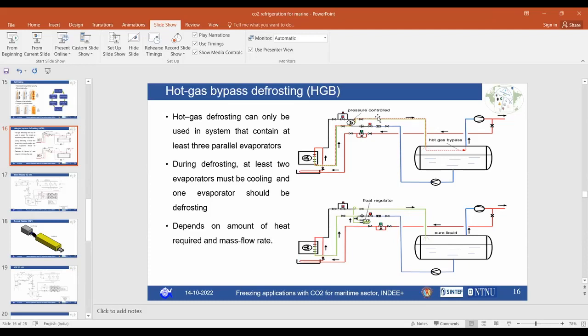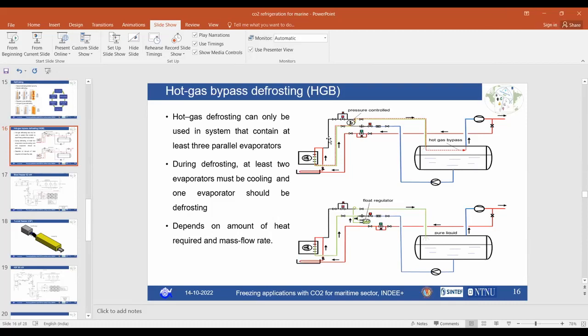Which is your liquid feed line to the evaporator? Where is the liquid feeding the evaporator? So this is the liquid that's feeding the evaporator, but you don't need to feed the liquid to the evaporator during defrost. During refrigeration, you need to feed. During defrosting, you don't, because it is not cooling. Okay, sorry, I think you are not getting it.